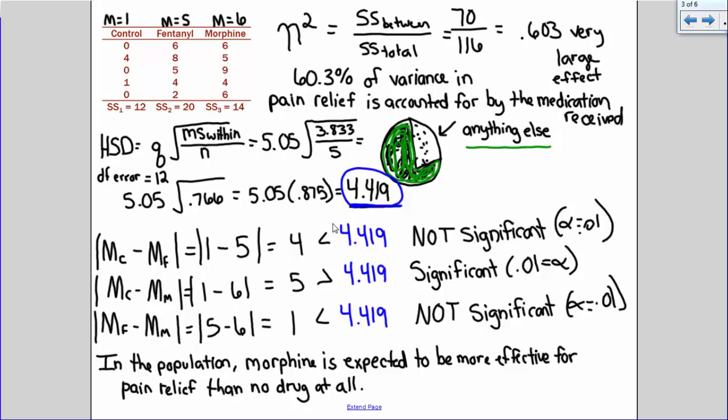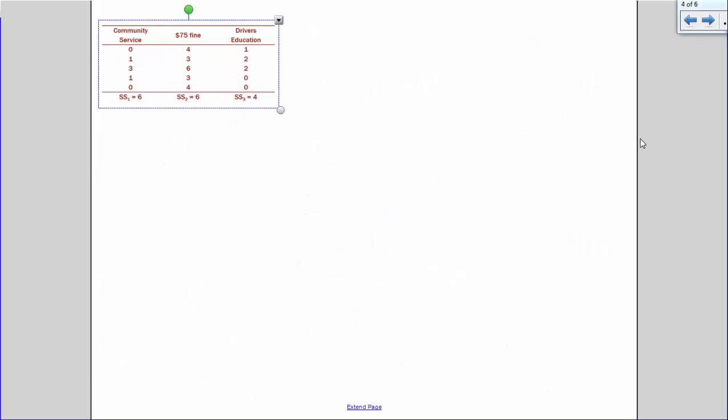So now we have an actionable finding, right? Before we just said, there's some difference. The ANOVA was significant. But now we know we need to give people morphine compared to fentanyl and compared to a sugar pill. So go ahead and pause this video and attempt the next problem in your slides, where we're looking at the relative effectiveness of different types of punishment for traffic violations. Pause this video, give it a try on your own before you watch the answers.